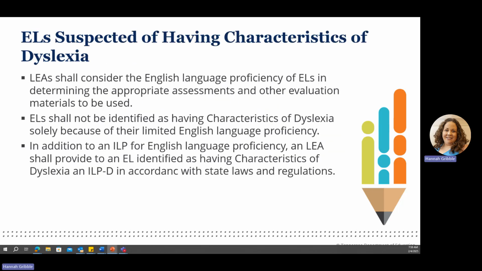For ELs suspected of having characteristics of dyslexia, LEAs shall consider the English language proficiency in determining the appropriate assessments and other evaluation materials to be used. ELs shall not be identified as having characteristics of dyslexia solely because of their limited English language proficiency. In addition to the ILP for English language proficiency, an LEA shall provide an ILPD to an EL identified as having characteristics of dyslexia.